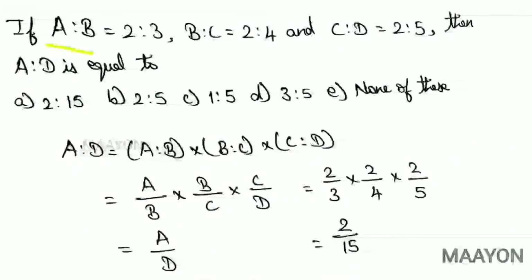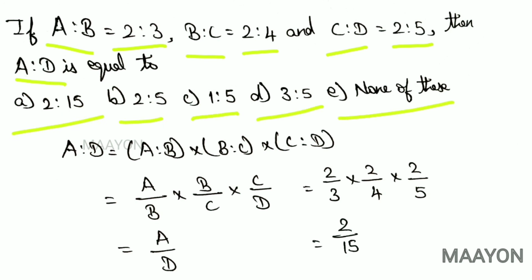If A is to B equals 2 is to 3, B is to C equals 2 is to 4 and C is to D equals 2 is to 5, then A is to D is equal to: option A 2 is to 15, B 2 is to 5, C 1 is to 5, D 3 is to 5, E none of these. Here we have to find A is to D. To find this, we have to combine A in the first ratio with D in the third ratio. For this, we have to remove B in the first ratio.